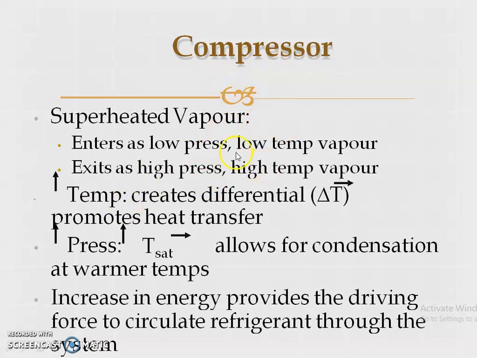Nowadays we use a sealed compressor, so the efficiency is high. In the olden days, for large units, we used a reciprocating compressor. It compresses the entire low-pressure, low-temperature vapor, and at the exit it is a high-pressure, high-temperature vapor. The temperature difference promotes heat transfer. The pressure and temperature increase, and the condenser brings it to a warm temperature. The increase in energy provides the driving force to circulate the refrigerant through the system.